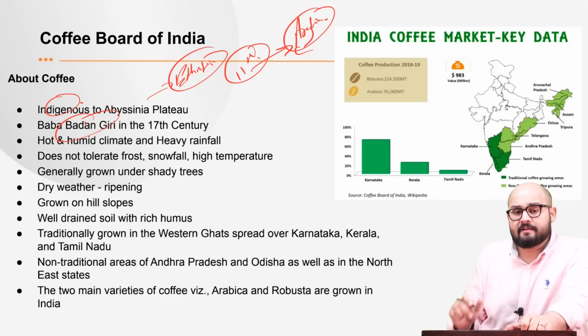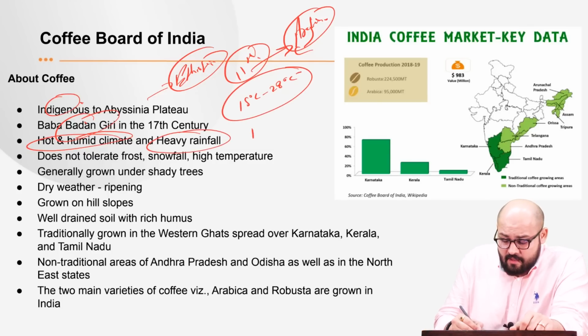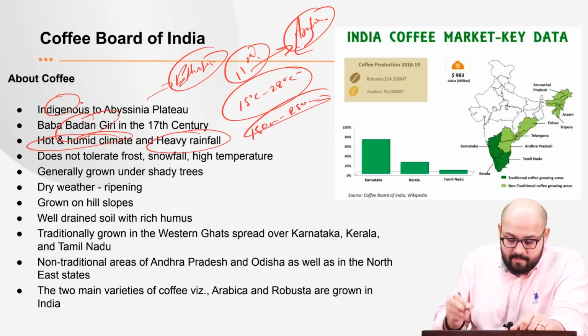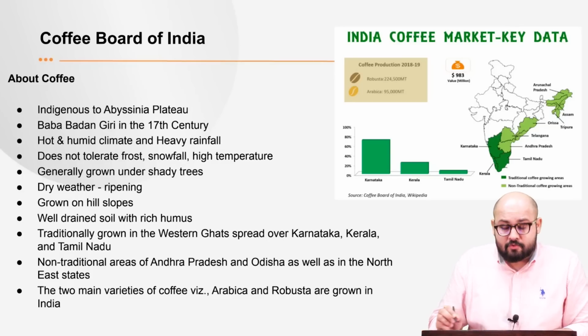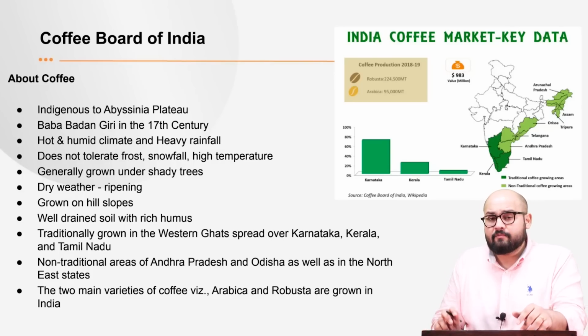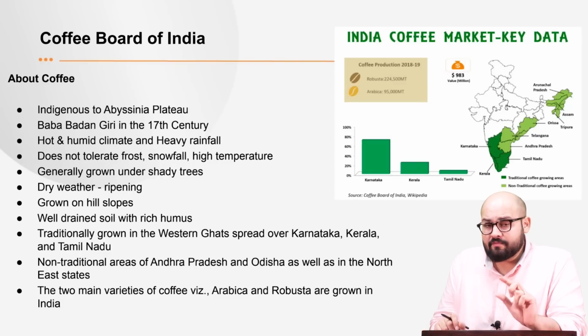Now this coffee plant requires a hot and humid climate. So the temperatures should be around 15 degrees Celsius to 28 degrees Celsius, right? And it requires heavy rainfall, that is from 150 centimeters to 250 centimeters. So do remember. And it does not tolerate frost or snowfall or high temperature. If that would be the case, then it would lead to the destruction of the berries, right? Or the degradation of the leaves.